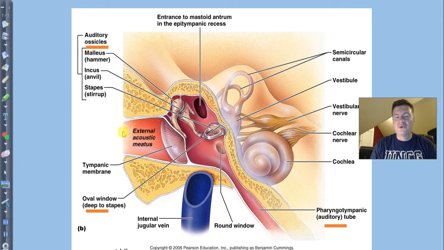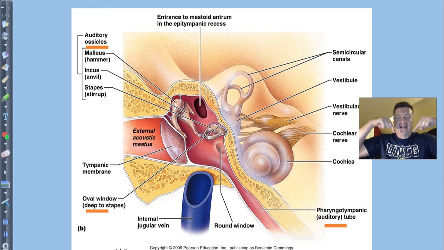So out here, of course, it's just going to be space. In this area here, it's just going to be air as well, unless, of course, you have an ear infection, and you may accumulate fluid in here and create pressure, and that pressure is responsible for the earache. Incidentally, this pharyngeal tympanic tube in adults is fairly sharp.